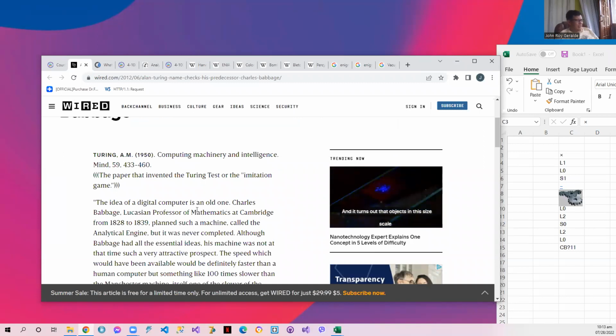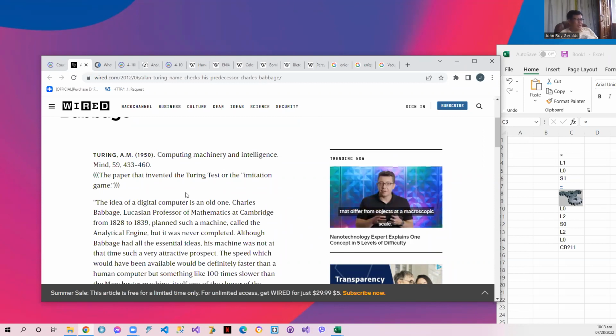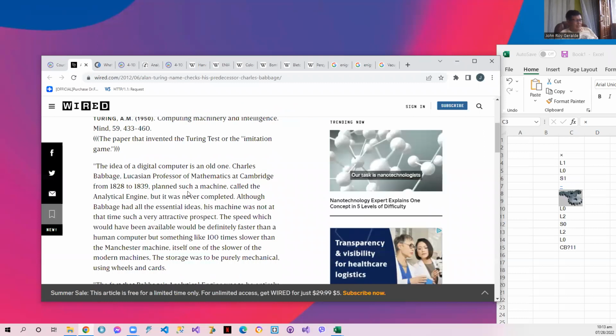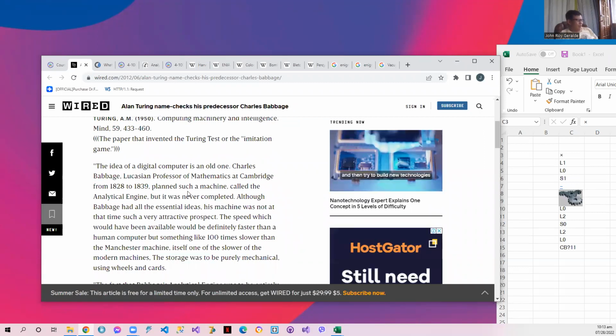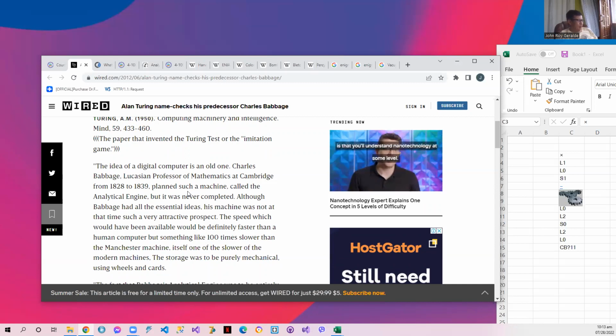Alan Turing raised an objection that the idea of a digital computer is an old one. Charles Babbage, Lucasian professor of math at Cambridge, planned such a machine. So he told them that's already been discovered, called the analytical engine. Although Babbage had all the essential ideas, this machine was not at the time such a very attractive prospect. The speed at which calculations would have been available should be definitely faster than a computer, human computer.